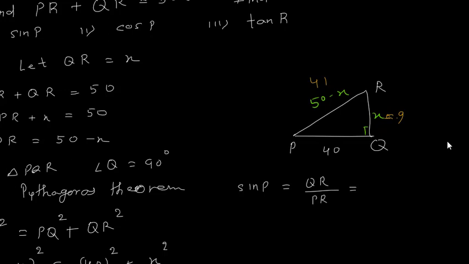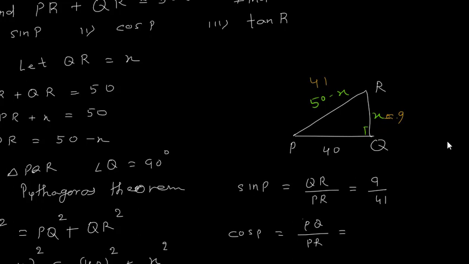Value of QR is 9 and value of PR is 41. So 9 upon 41. This is sin P. Next I have cos P. So value of cos P. For cos P I have adjacent, which is PQ, upon PR.